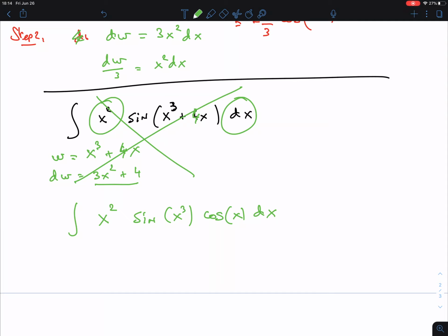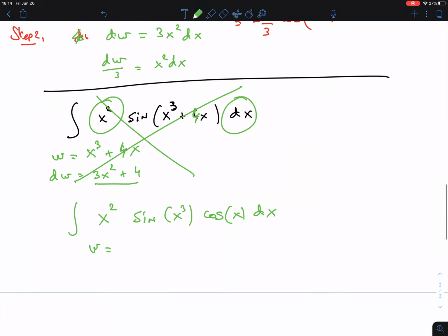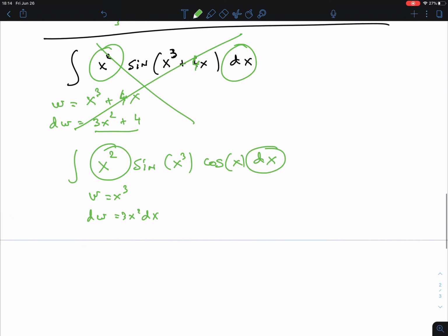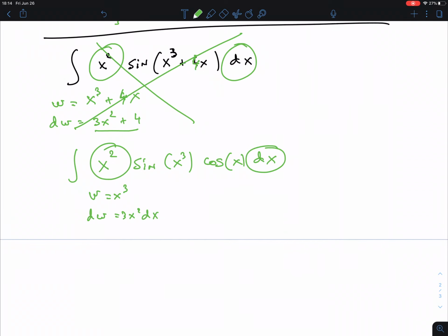But now, what could the inside function be? Well, I would still suggest x cubed. That's step 1. Then dw is 3x squared dx. X squared dx, see, no problem. I know now that I can divide by 3. So let's replace everything.